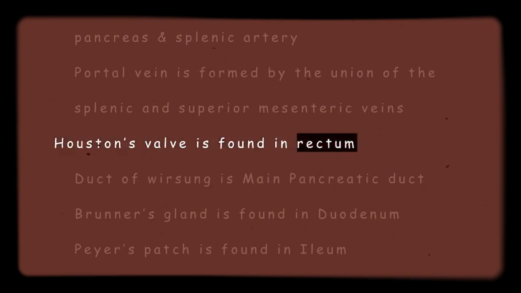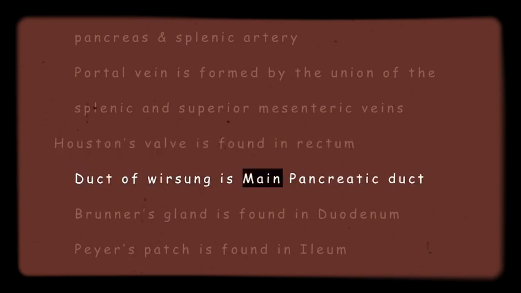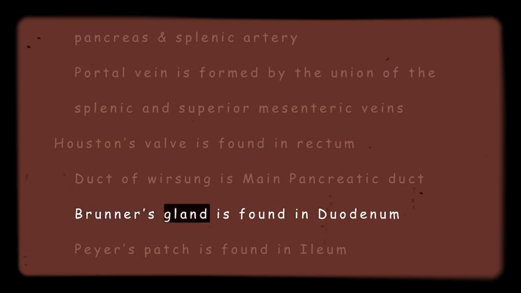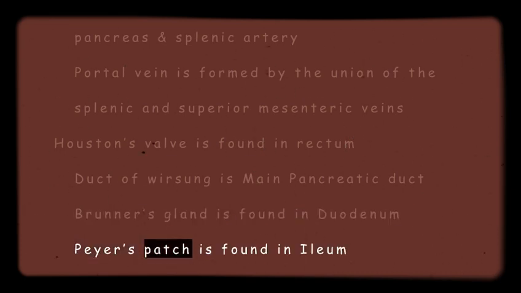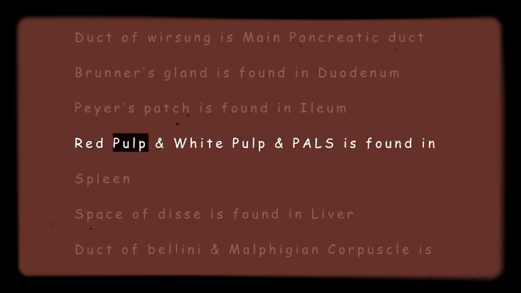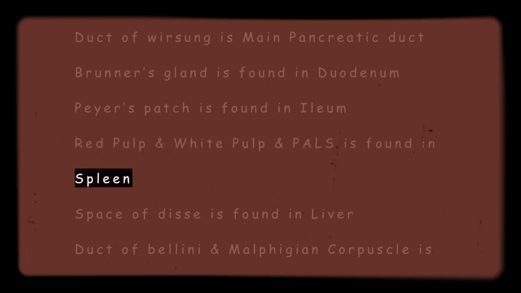Houston's valve is found in the rectum. Duct of Wirsung is the main pancreatic duct. Brunner's gland is found in the duodenum. Peyer's patch is found in the ileum. Red pulp, white pulp and PALS are found in the spleen.